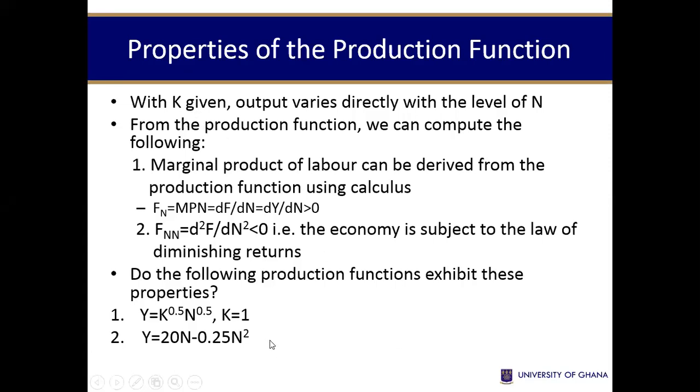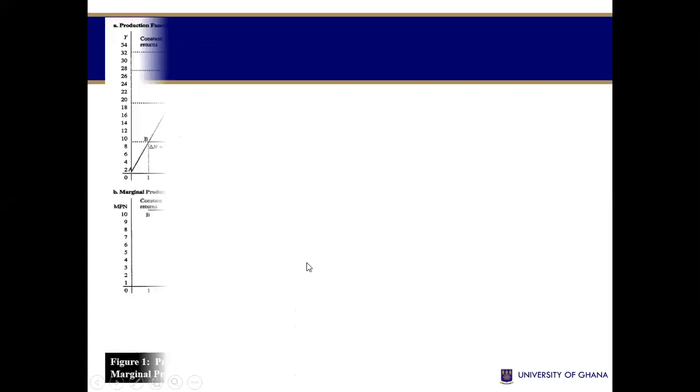So the second one is not. The first order is less than 0, and the second order is less than 0. But the first order is supposed to be greater than 0. So the second one does not. Okay, so you understand it. Let's move on.